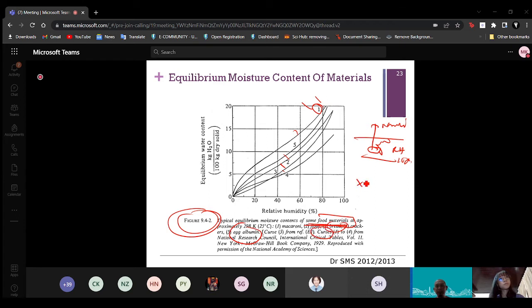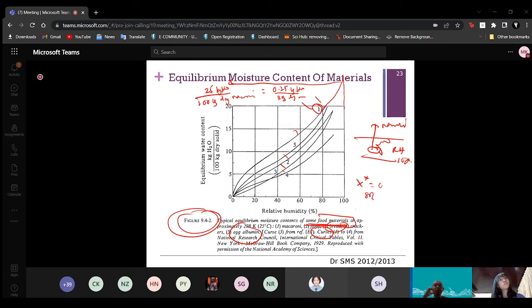So what is the equilibrium? You can't say zero, or take 80%. No. If it's not available here, you have to extend it on your own. You extend it yourself. This is 100%, so you read here how much it is. It's about maybe 25. So it's going to be 25 kilo H2O over 100 kilo dry macaroni. This is also equivalent to 0.25 kilo H2O over 1 kilo of dry macaroni if you divide by 100.